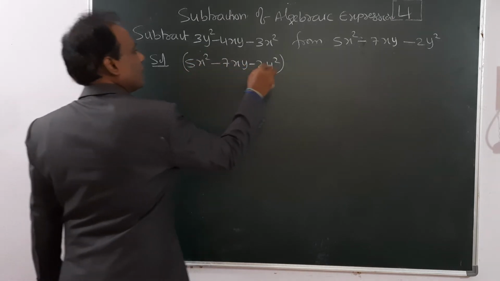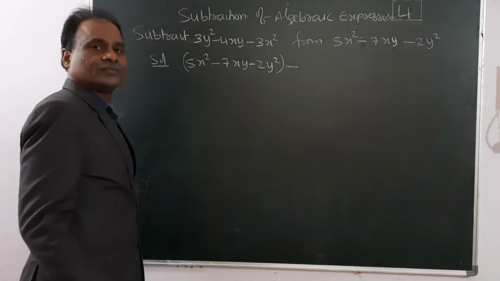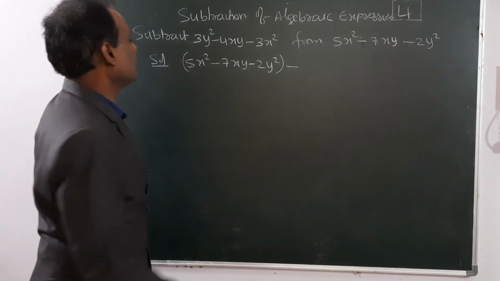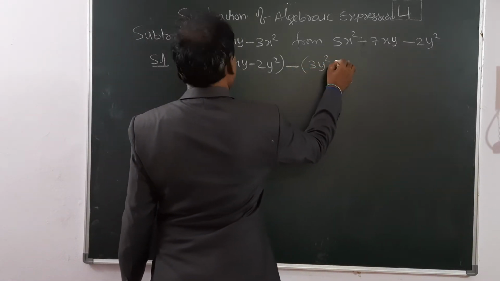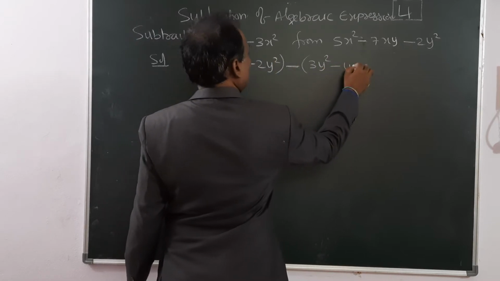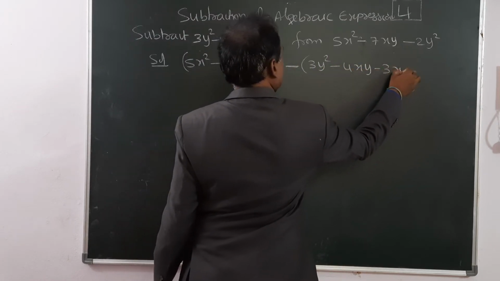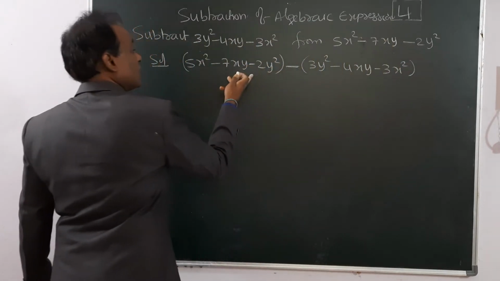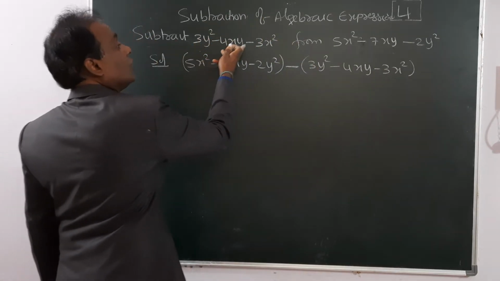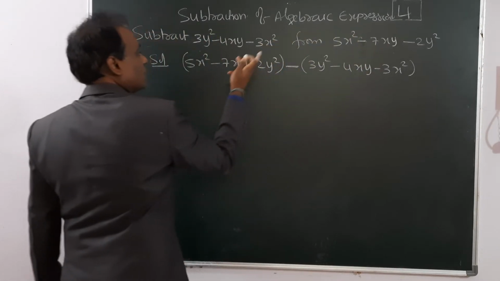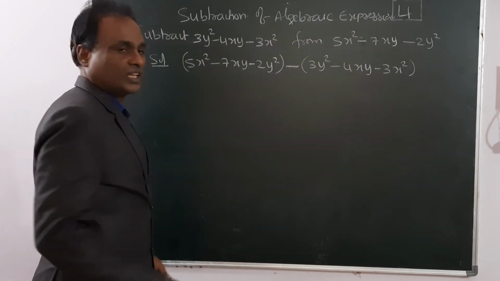From this, subtract this expression: 3y square minus 4xy minus 3x square. This is written first because from that we have to subtract this. Subtract this expression from this expression. So it will be written first and this will be written second.